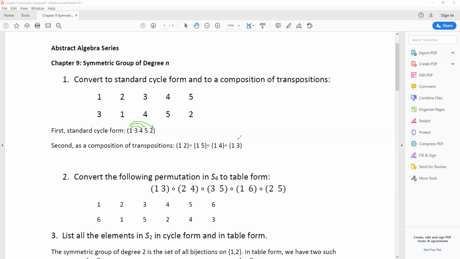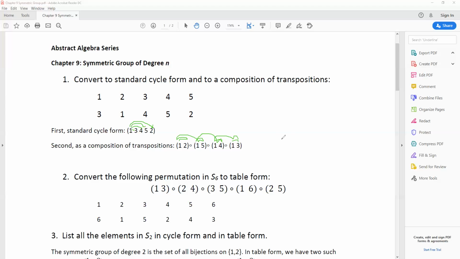In other words, 1 maps to 3. We can see that 3 maps to 1, and then working your way to the left side, 1 would map to 4. So 3 maps to 4. We see that 4 maps to 1, and then 1 goes to 5, so 4 goes to 5. 5 maps to 1, and then 1 goes to 2. So 5 maps to 2, and then, of course, 2 maps back to 1.